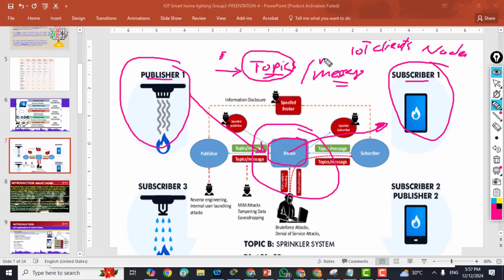Let's say the value of the information goes to the broker. The broker will send this topic to the sprinkler. For example, if you have a sprinkler here as a subscriber, using a message with another value to let the sprinkler work, it gives a value to work. Then the sprinkler will work and extinguish the fire. This is very brief.